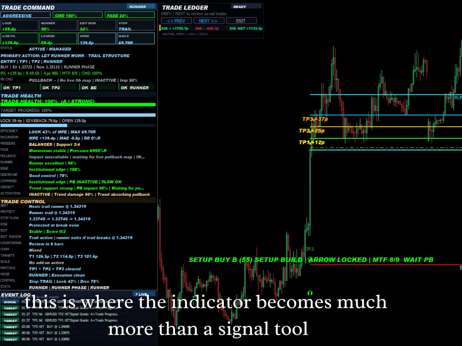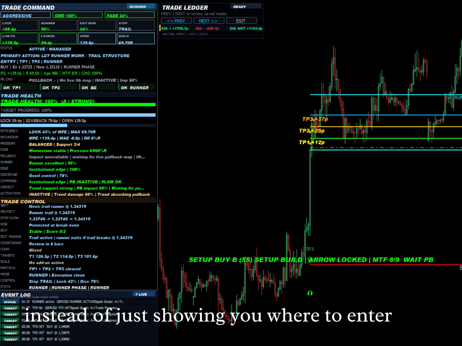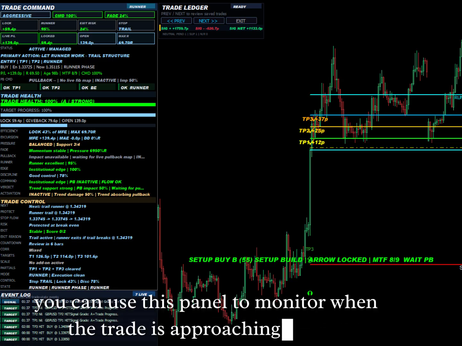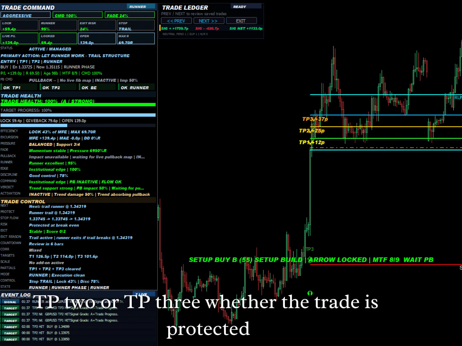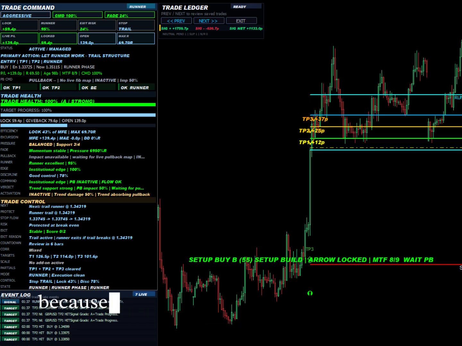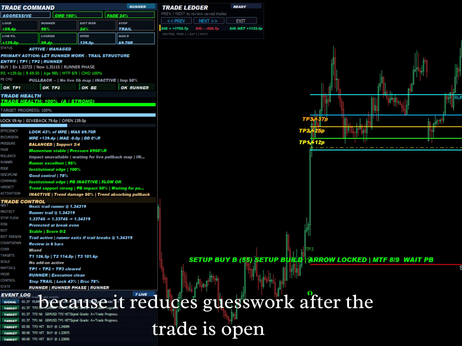This is where the indicator becomes much more than a signal tool. Instead of just showing you where to enter, it helps guide what happens after entry. You can use this panel to monitor when the trade is approaching TP1, TP2, or TP3, whether the trade is protected, and whether runner conditions are active. This is extremely useful because it reduces guesswork after the trade is open.